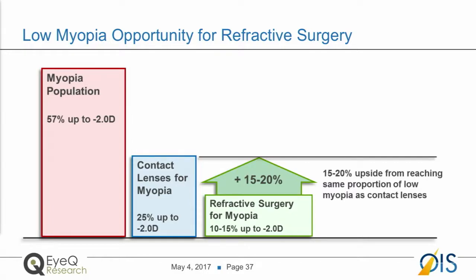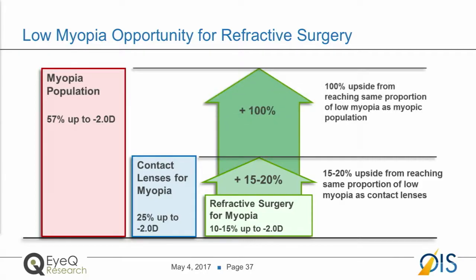Well, first, if refractive surgery could penetrate this low myopia population to the same extent that contact lenses do, this could result in a potential market opportunity 15 to 20% greater than refractive surgery addresses today. Going one step further, if refractive surgery could reach the same proportion of low myopes that we see across the entire myopic population, the refractive surgery opportunity could be twice what it is today.